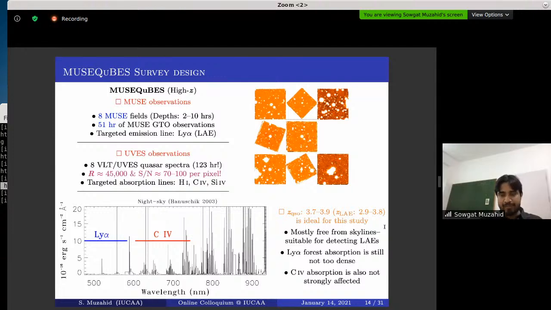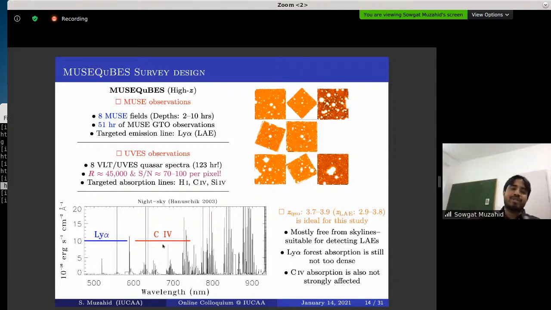2.9 comes from the passband of MUSE, because you cannot detect below that, since there is a cutoff at a wavelength of 4,700 angstrom or so. The high redshift cutoff comes from the redshift of the quasar. You cannot go beyond the redshift of the quasar if you want to do a CGM study. And this is a very optimal range to do this kind of study. You can see the night sky spectrum: the Lyman alpha emission through which we detect those galaxies will be in this band, and this band is actually free from any strong skylines except for these two.